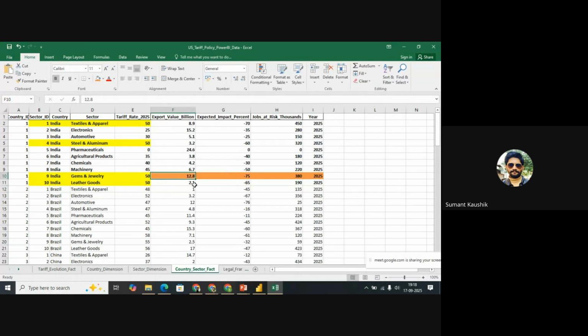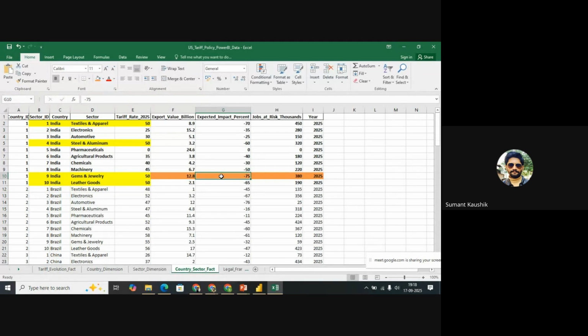Because the highest export value is in the gems and jewelry sector, and this is the expected impact percentage, that is minus 75%. So the highest effect or the major effect will be on the gems and jewelry sector. It is the sector which will primarily be affected by this tariff imposition because we export a huge amount of gems and jewelry products towards the US from India.